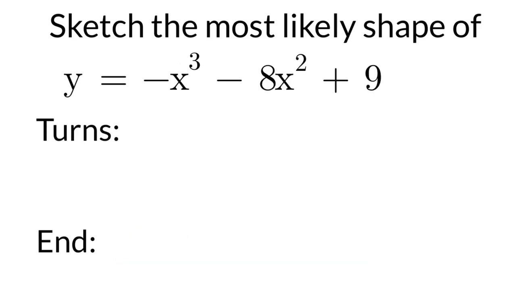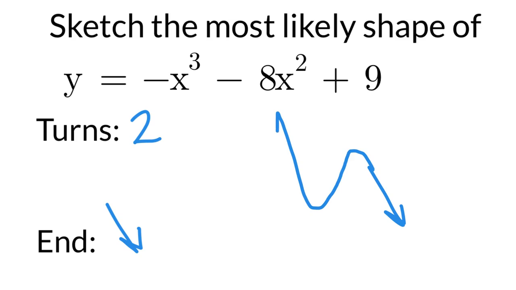Let's try a couple more. Here we have y equals negative x to the 3rd minus 8x squared plus 9. How many times is it going to turn? Look to the degree. It's a 3rd degree polynomial, so it's going to turn 2 times. Then what happens on the right end? Well, our leading coefficient is negative. That means it's going to go down. So to graph that, we make it go down on the right end and then make it turn twice. There's once and twice. So this is the most likely shape of this polynomial.